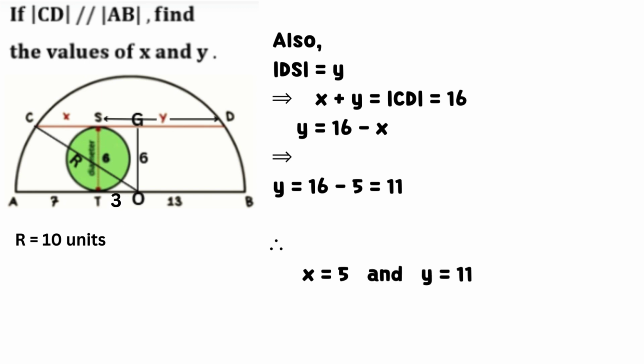Make Y the subject of the formula. We have that Y equals 16 minus X. It implies that Y equals 16 minus 5, which equals 11. Therefore, x equals 5 and y equals 11.